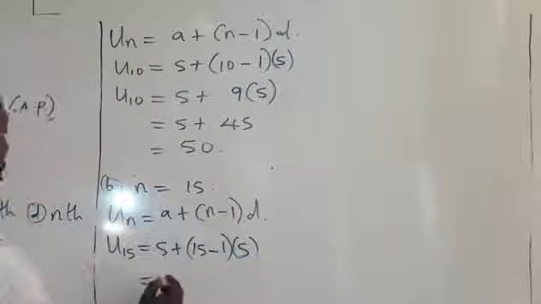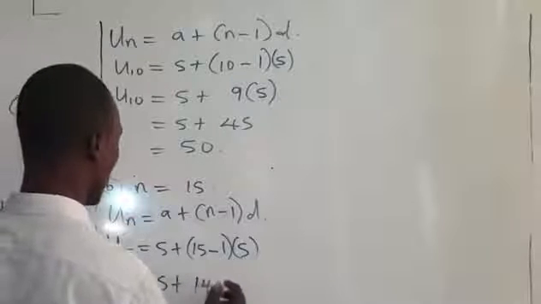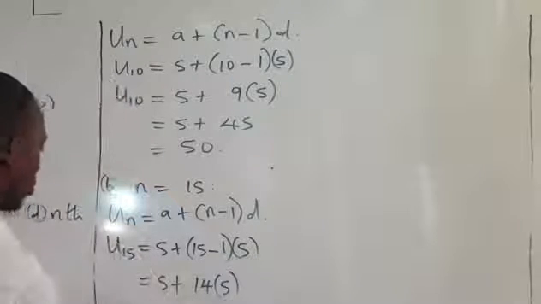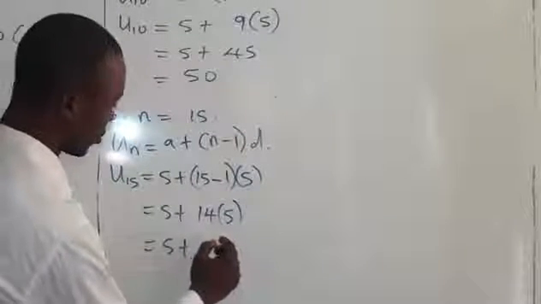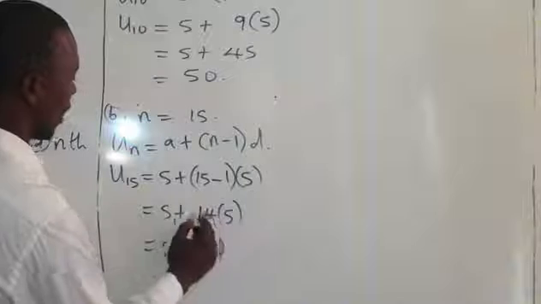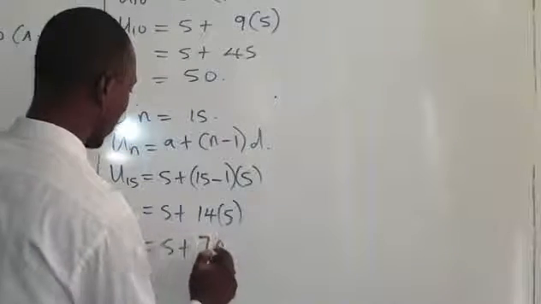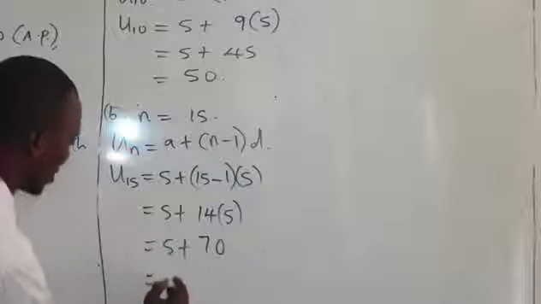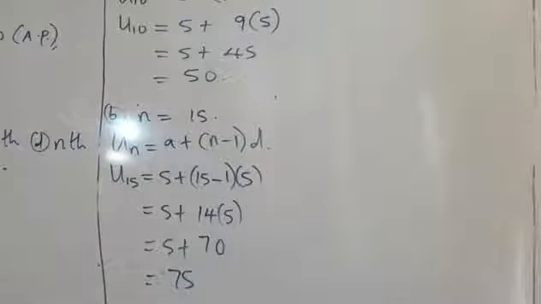So we now have 5 plus 15 minus 1, that is 14, into 5. So we have 5 times 4, that's 20, 0 carry 2. 5 times 1, 5 plus 2, that is 7. So we now have 5 plus 70, that is 75. So it means the 15th term is 75.